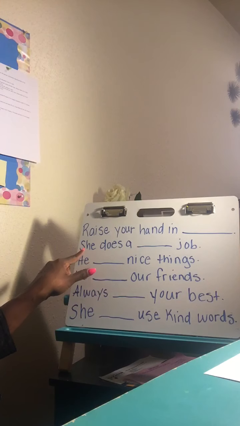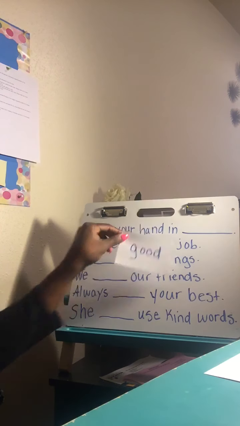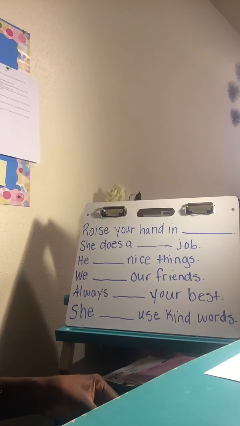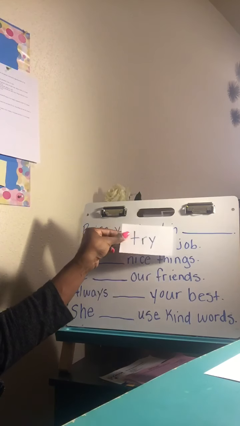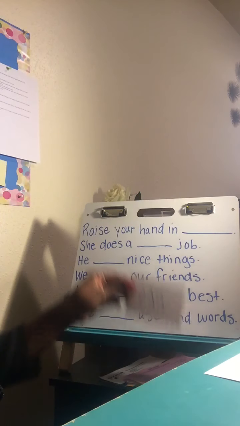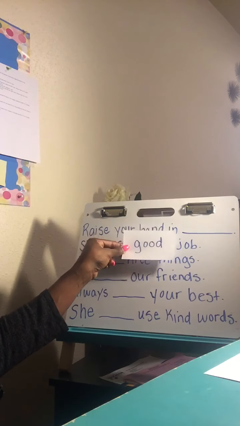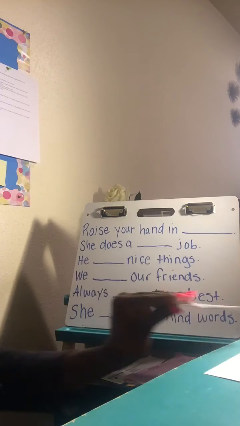Our next sentence. She does a blank job. Which word makes sense? She does a good job. She does a says job. She does a help job. She does a try job. Or she does a can job. Which word makes sense? If you said good, you were correct. She does a good job.